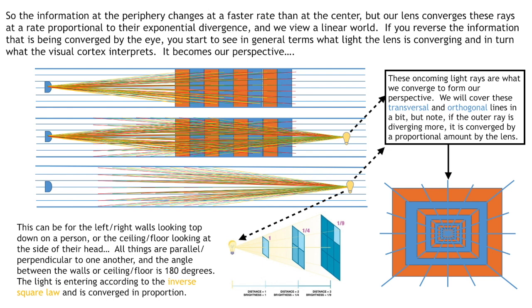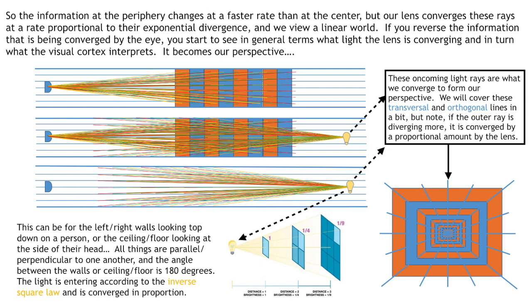to represent reality. So down in that third pic from the bottom, you can see all those light rays that are getting extended outward towards us. We are then taking all those light rays and converging them back again to get a picture of our world. So these oncoming light rays are what we converge to form our perspective.